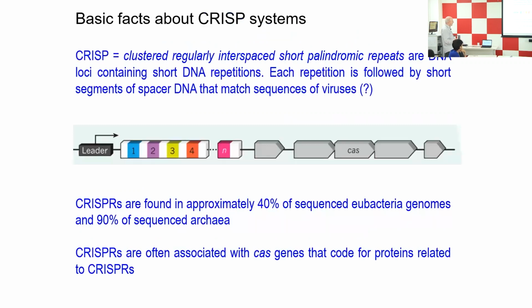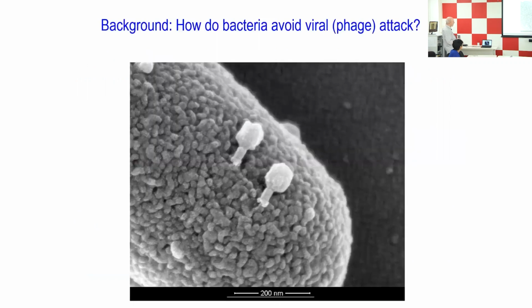The basic facts about CRISPR systems: the name, as you remember, stands for clustered regularly interspaced short palindromic repeats, and CRISPR arrays contain short DNA repetitions. So you have 1, 2, 3, and each repetition is followed by short segments of spacer DNA that match the sequences of viruses that the bacterium had theoretically been exposed to before at some given time. These CRISPRs are found in many bacterial genomes and are often associated with Cas genes that code for proteins related to CRISPRs. So under natural conditions, CRISPR-Cas systems have to do with resistance to bacteriophage attack.